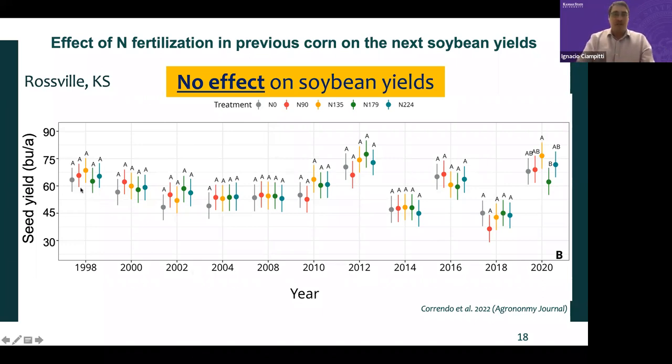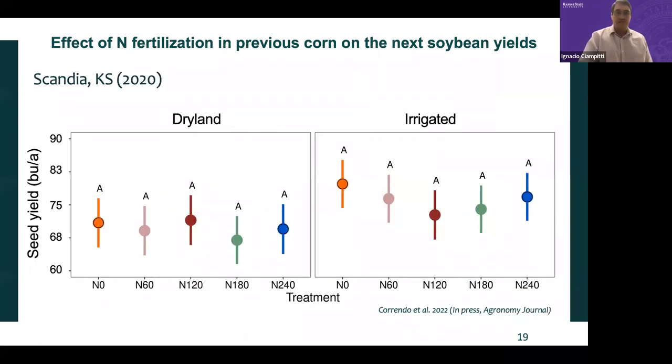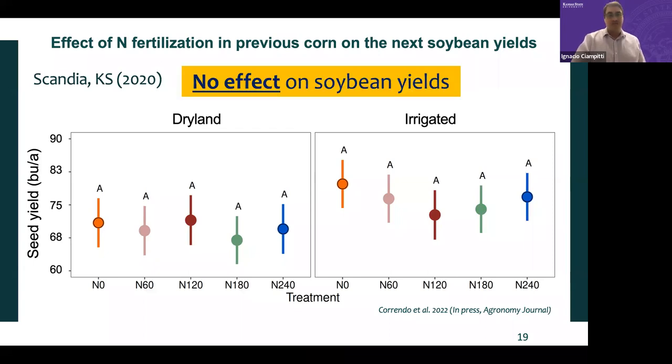The treatments, the different colors, are different fertilization rates for corn, and you will get to see that even at high fertilization rates for corn in the previous year, when we are looking at the soybean in the following year, we are not seeing effects. So no effect on soybean yields, even in situations where we tend to over-fertilize corn or even under-fertilize that corn. We did a similar study in our locations, and we tend to report the same situation. So it doesn't seem that we see a negative effect from the previous crop moving to soybeans.